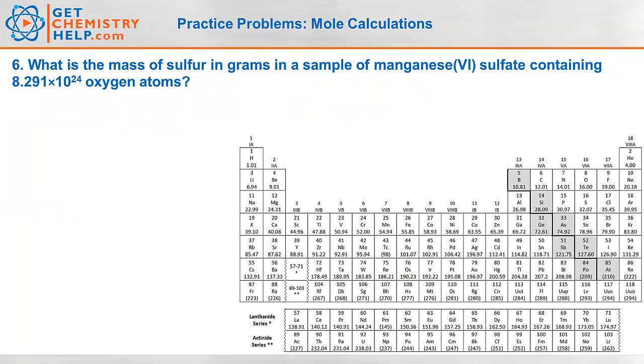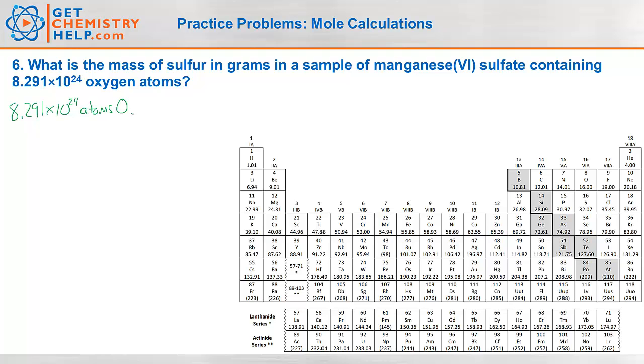Okay, our last one. What is the mass of sulfur in grams in a sample of manganese(VI) sulfate containing 8.291 times 10 to the 24th oxygen atoms? Okay, so I see a few different things. Oxygen atoms, those are particles, so I'm going to need Avogadro's number. I want to go to mass of sulfur, so I'm going to have to use molar mass. And I also see I'm going from oxygen to sulfur, 2 different substances, so I'm going to need a mole ratio at some point. So let's start with what we're given, 8.291 times 10 to the 24th atoms.